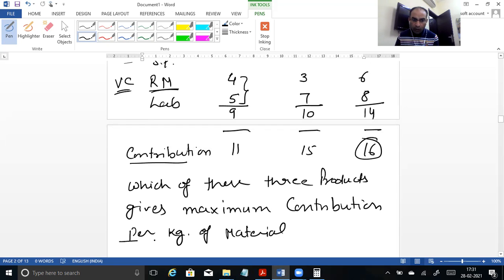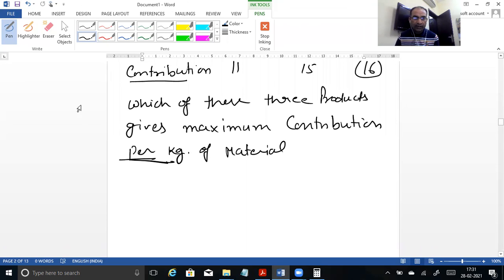If I take 1 kg of raw material, which product gives me the maximum contribution? Let us check this. Once again, if I look at the simple contribution, it is 16. C is the most beneficial product for the company, the most profitable product for the company.